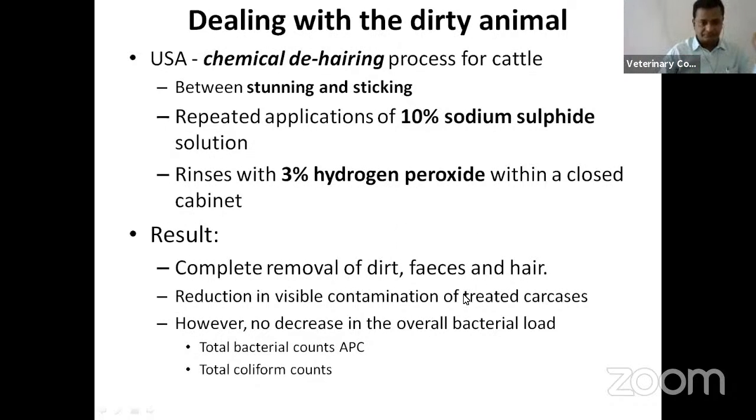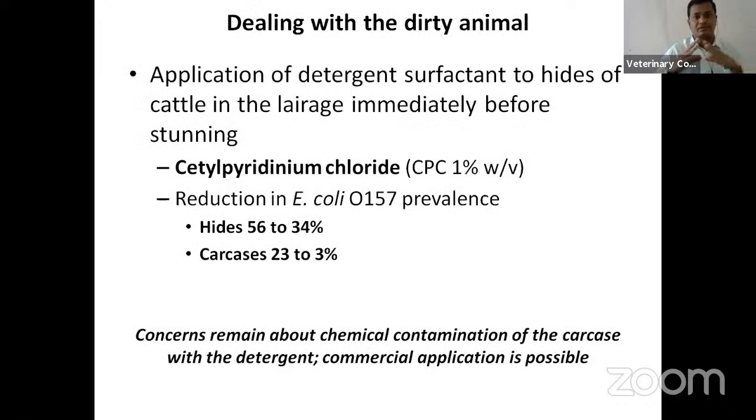Then what is the result? This completely removed the dirt, pieces and hair on the animal body. There was reduction in the visible contamination. However, no decrease in the bacterial load with respect to aerobic plate count or total coliform count. It only reduced the visible dirt, but not microbial quality. With respect to microbial count, there was no significant change due to this chemical dehairing process.